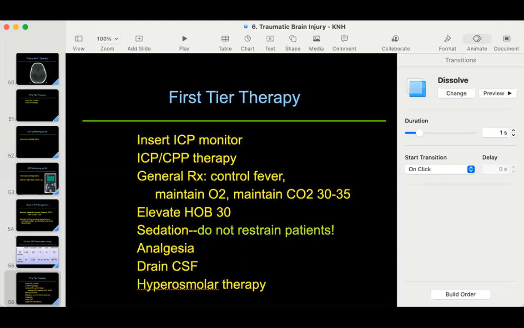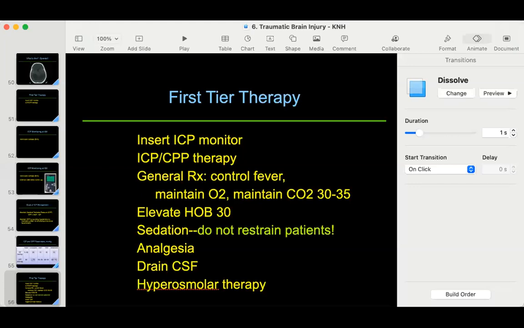I've also seen a question on hyperventilation. Hyperventilation is a temporizing measure. You can do it as you're about to go for a CT scan and the patient has some features of impending herniation. Usually your target is 30 to 35 millimeters of mercury.